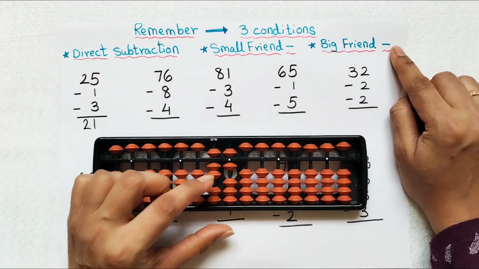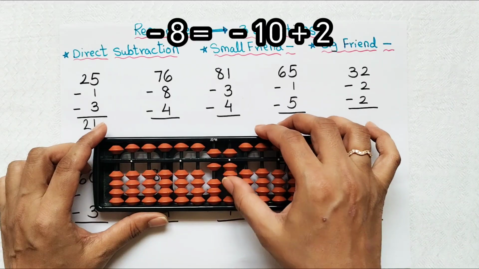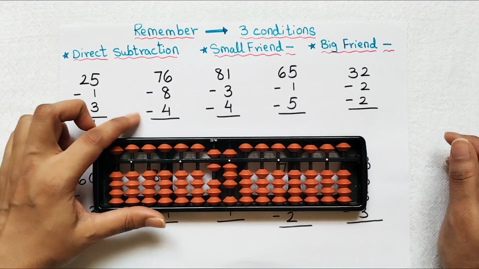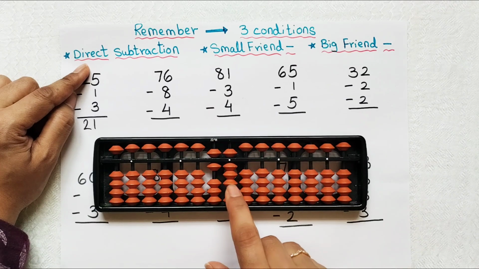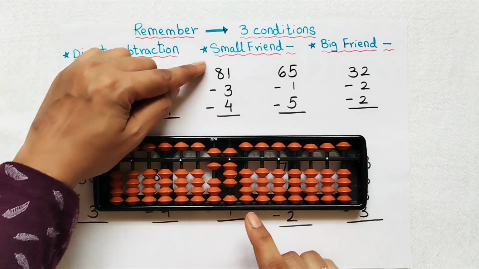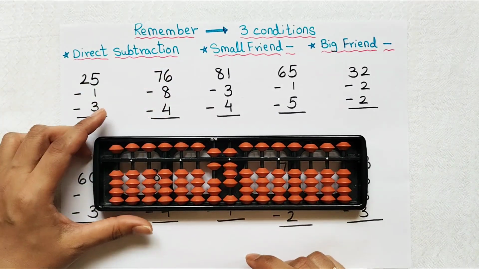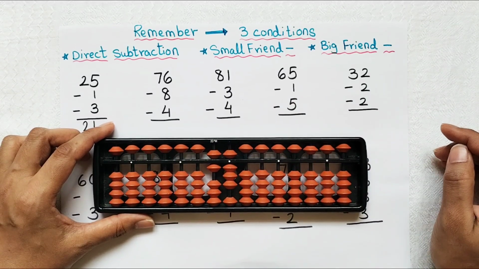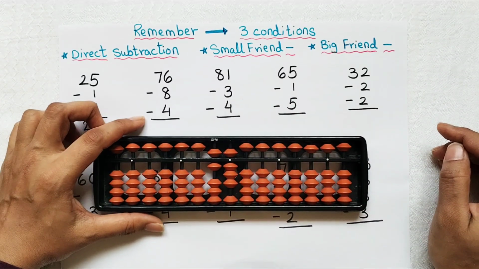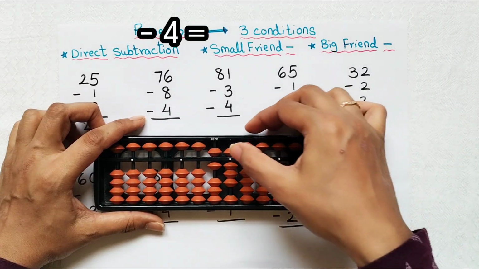Less 4 is direct subtraction. I cannot do, I can only do less 3. Small friend, yes, I can use because 5b is in use. So I can do small friend subtraction. So for less 4, it is less 5 plus 1. My answer is 64.